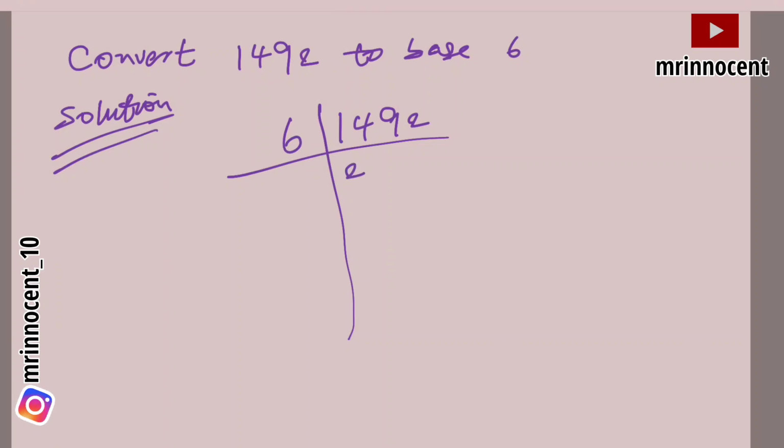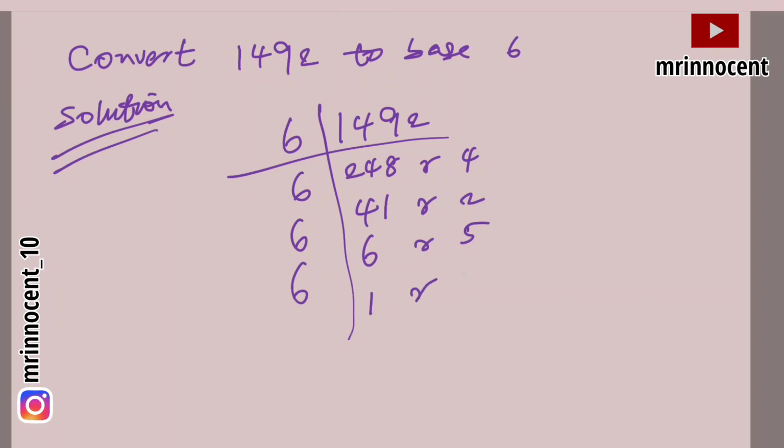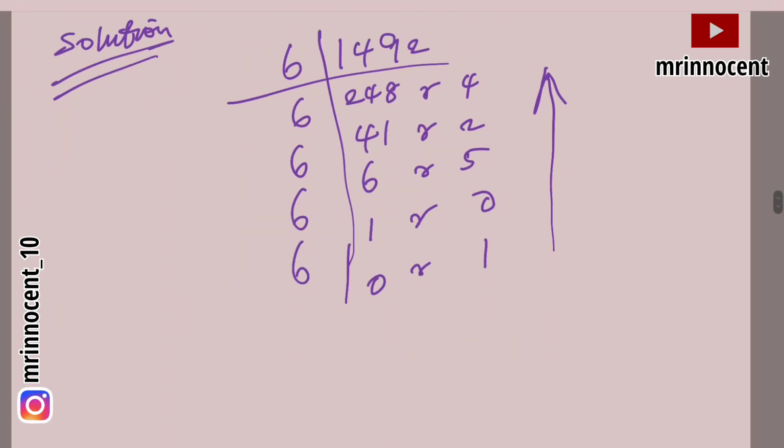You have 248, remainder 4. 6 into 248 is 41, remainder 2. 6 into 41 is 6, remainder 5. 6 into 6 is 1, remainder 0. 6 into 1 is 0, remainder 1. Take it from bottom to top.